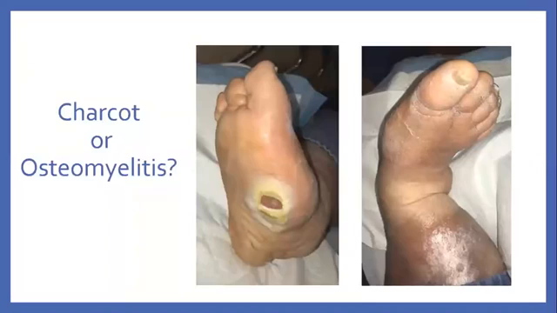So an important thing everyone needs to understand is how to differentiate Charcot from osteomyelitis. So here's a clinical picture of a patient with Charcot with a rocker bottom foot, with a wound present at the plantar midfoot. Is there a way that you can tell that this patient has osteomyelitis or Charcot? And the next step would be to order a radiograph.